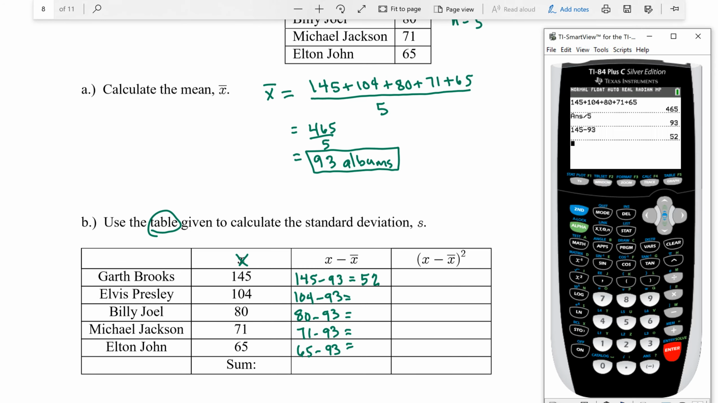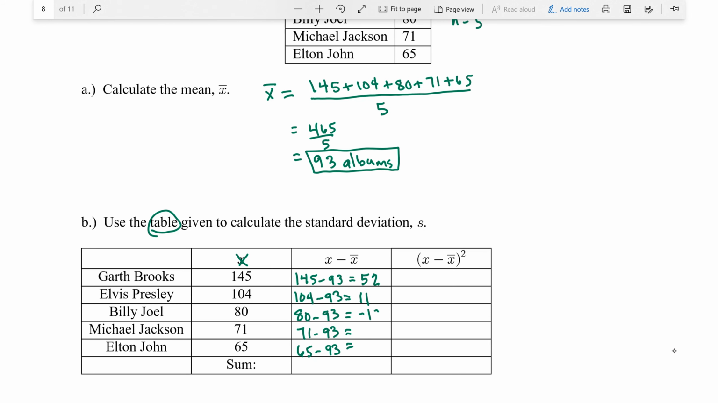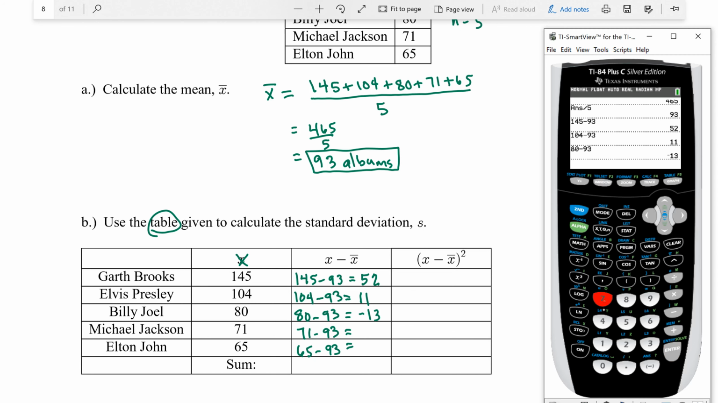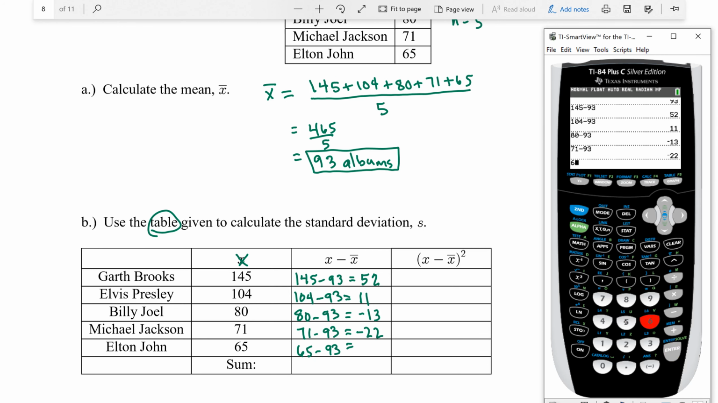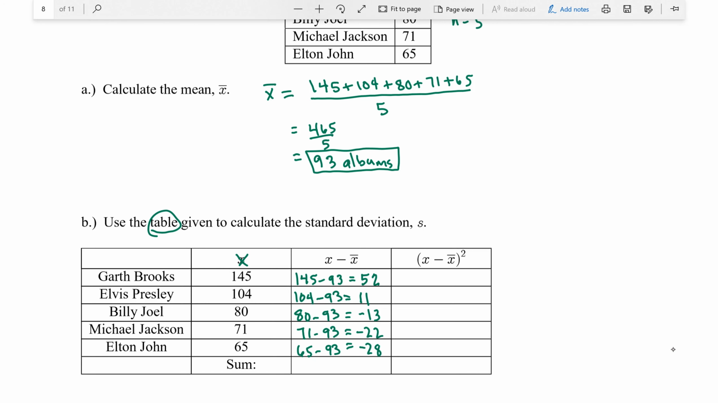Okay, so I'm set up. 104 minus 93 gives us 11. 80 minus 93, notice this one comes out to be negative 13. Leave it negative as is. 71 minus 93 gives us negative 22. And 65 minus 93, we get another negative number of negative 28.